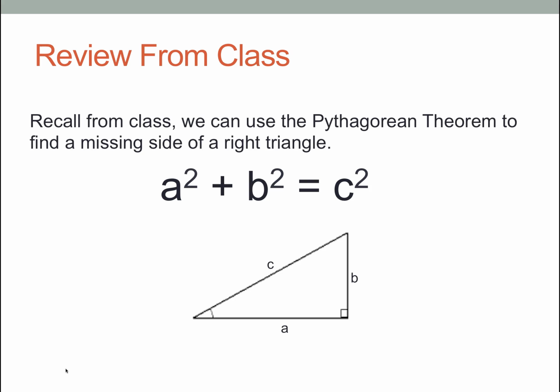So let's start with a review from class today. Today in class we talked about the Pythagorean Theorem and that we can use it to find the missing side of a right triangle. So it has to be a right triangle, and we know it's a right triangle based on this little square here. The Pythagorean theorem says that a squared plus b squared equals c squared, where a and b are the legs of a right triangle, and c is the hypotenuse. The hypotenuse will be the longest side, and it'll be opposite the right angle. See how it's opposite the right angle?